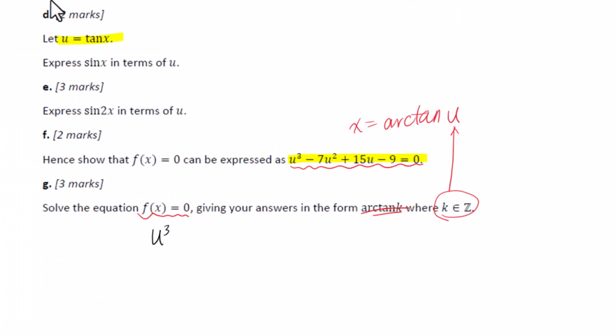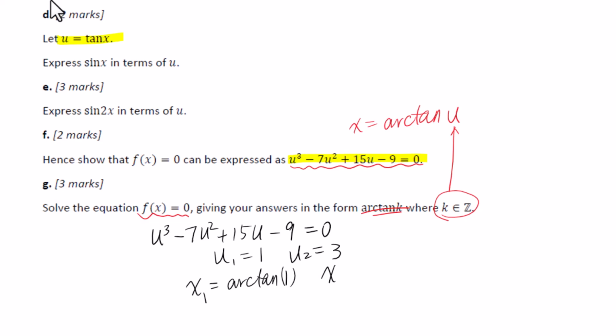U to the third power minus 7u squared plus 15u minus 9 equals 0. U1 equals 1. U2 equals 3. X1 equals arctangent 1. X2 equals arctangent 3.